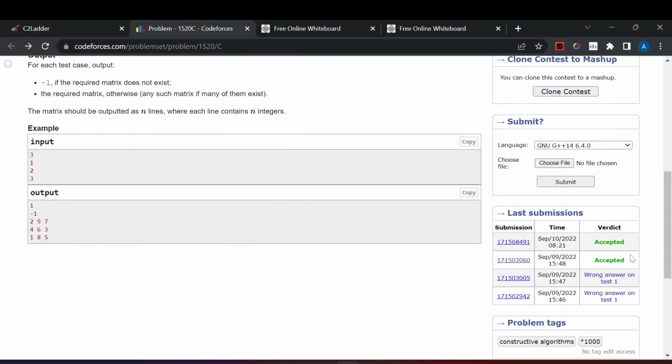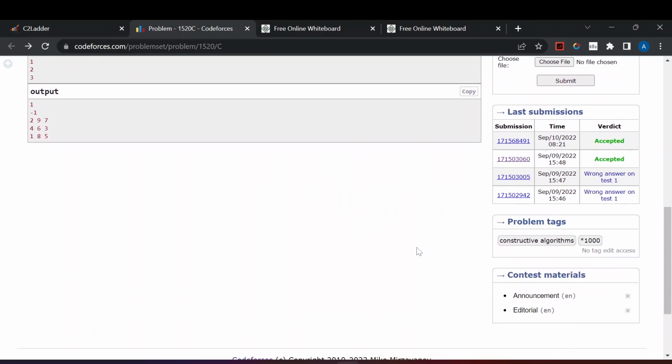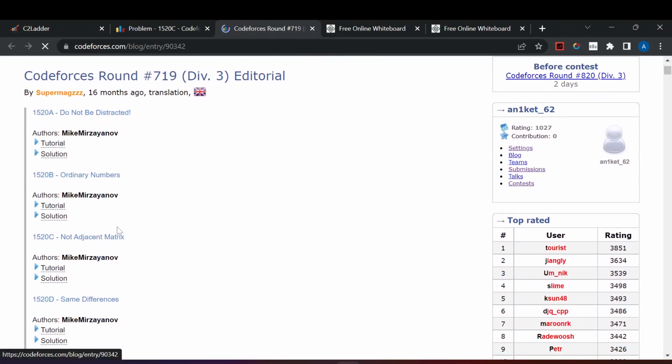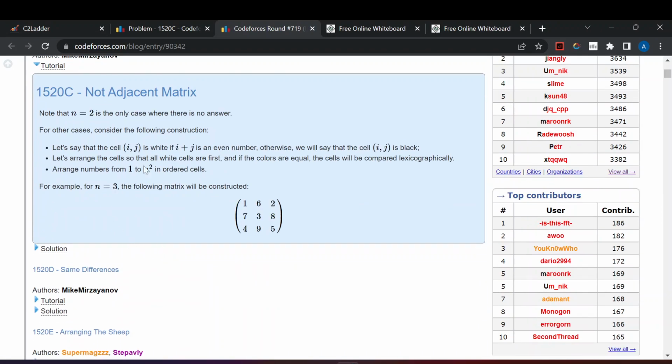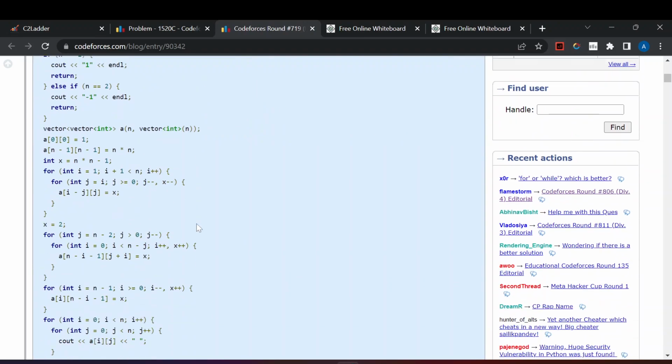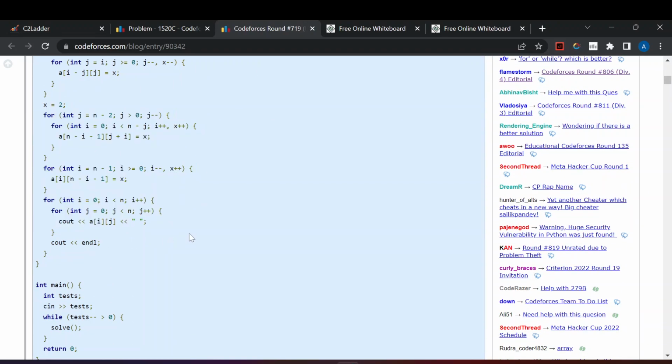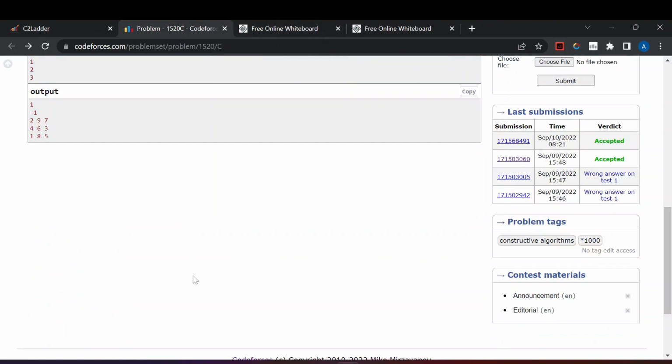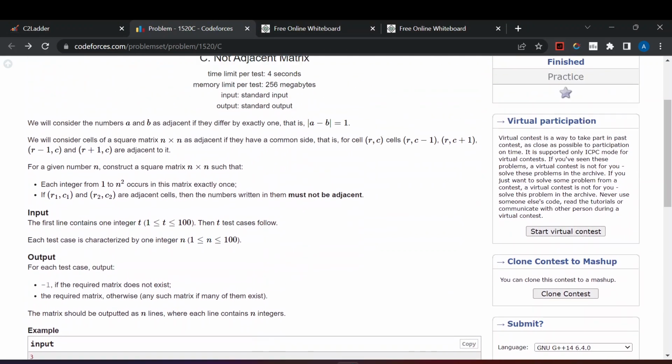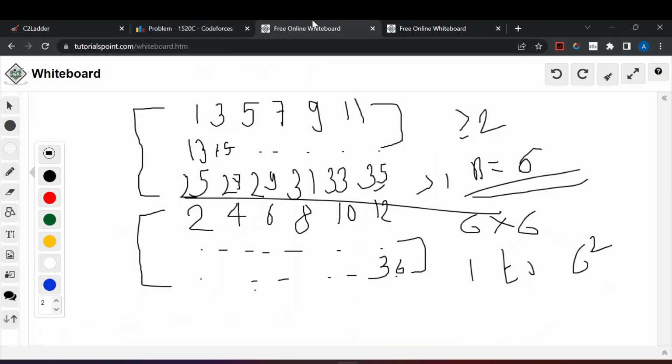I solved this question, and as you can see I got an AC, but after solving I saw the editorial for this question, which was quite overwhelming for a beginner, and as you can see the code is also too big. So I am here to explain the easier approach which I used for solving the question, which is: I just printed all odd numbers first, and then I printed all even numbers.